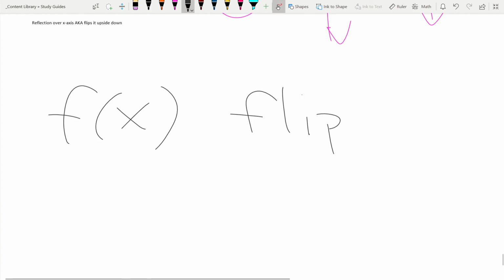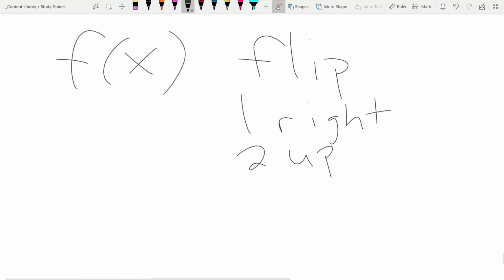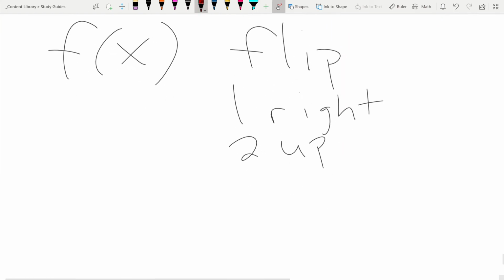Then I notice that the turning point, like where we switch from going down to up or up to down, I notice that it's now 1 to the right of the original. So I'm going to say 1 right. And I also noticed that it's moved up 2. So 2 up. Once you have that, you don't need to look at the picture ever again, because now we know our rules. If we want a flip, we put a negative in front of the f of x.